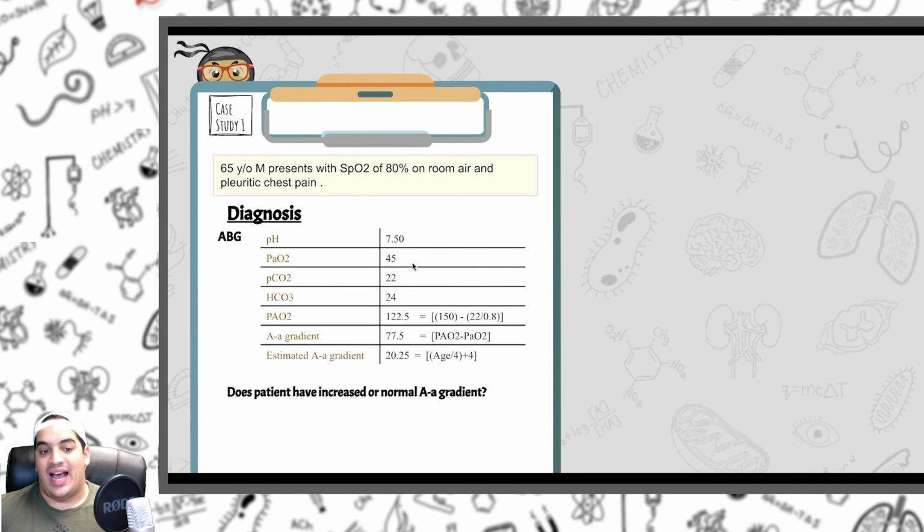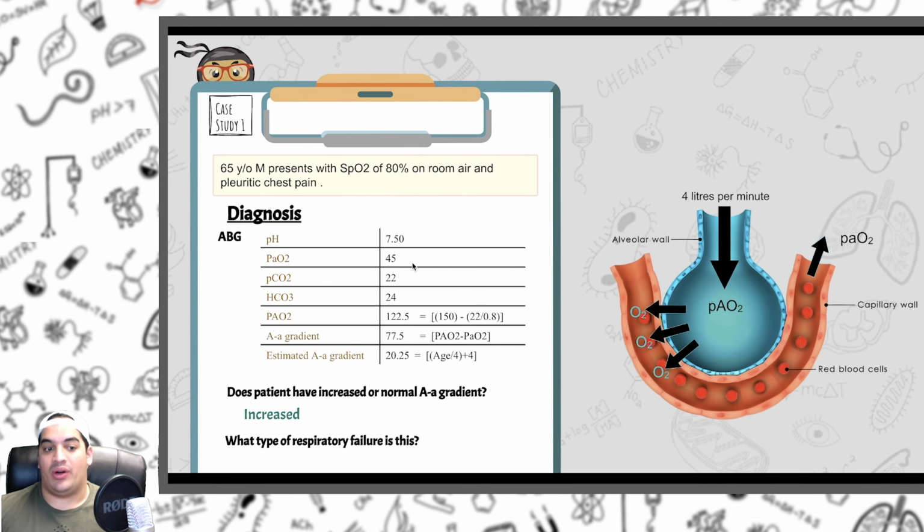So the patient has an increased AA gradient supporting a VQ mismatch or a shunt process. And that would tell me this is likely a type 1 respiratory failure. I can tell it's a type 1 because look how hypoxemic they are. Their SpO2 is significantly low, 80%. And on top of that, their PaO2 is very low, 45.